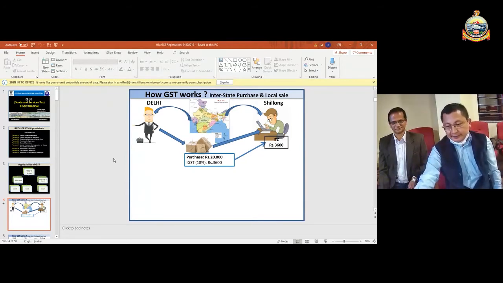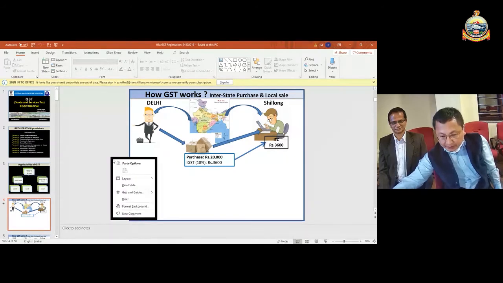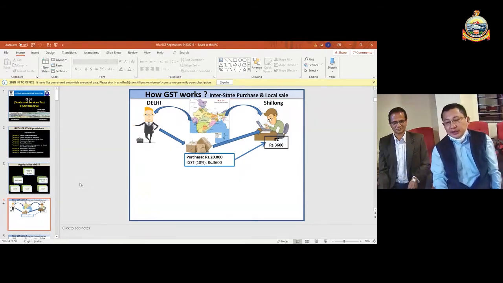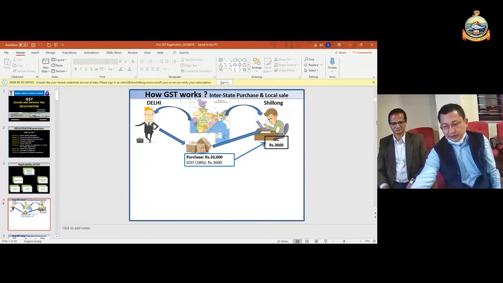If you see this slide, supposing here for a dealer in Shillong, he purchased materials, inputs, that is raw material or certain items from a supplier in Delhi. This will be an interstate purchase. For the person in Shillong, it will be an interstate purchase, and for the person in Delhi, it will be an interstate supply. Supposing the purchase is worth 20,000.